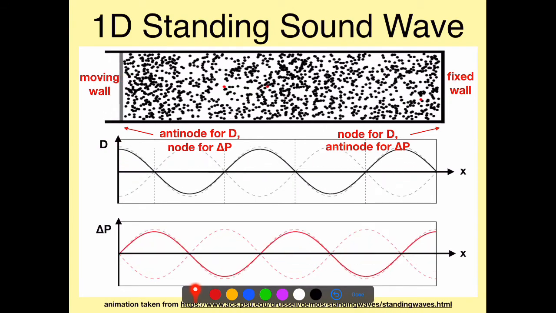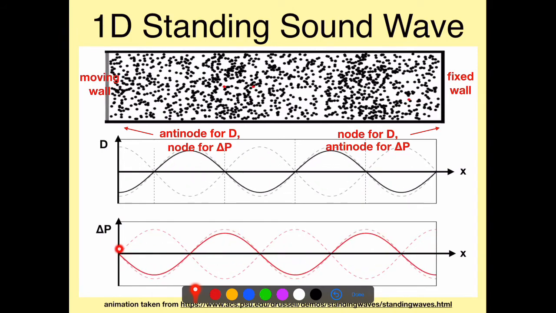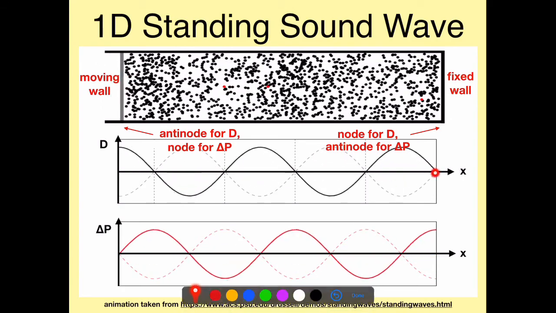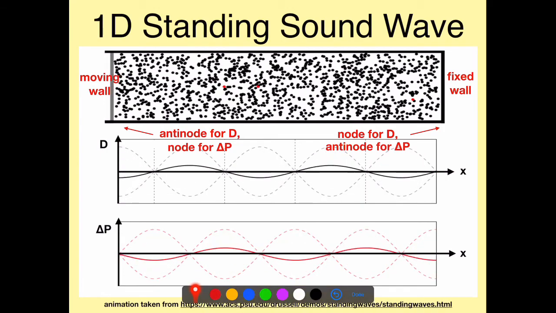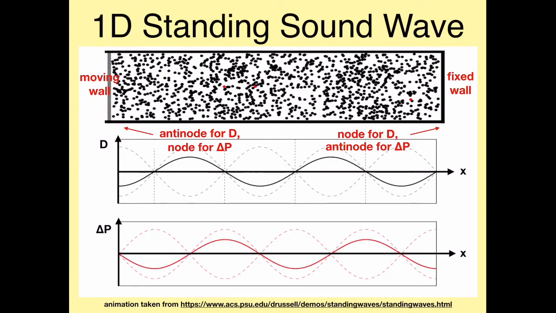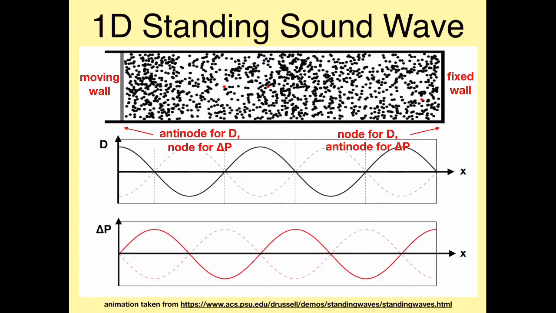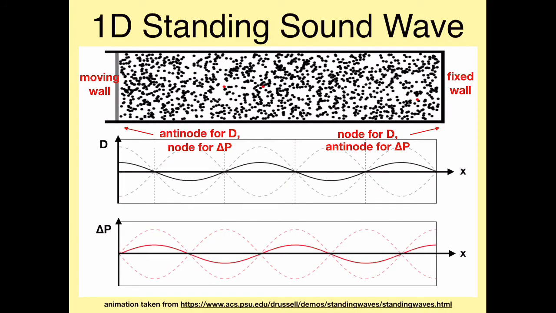So at the left side, we should have a node for delta P, so no change in pressure on the left side. On the other hand, where displacement is going to 0 on the right side, where we have a node for displacement, we should have an antinode for pressure. So the pressure should be increasing and decreasing by a maximum amount at that end. All right, so this is what a one-dimensional standing sound wave actually looks like.